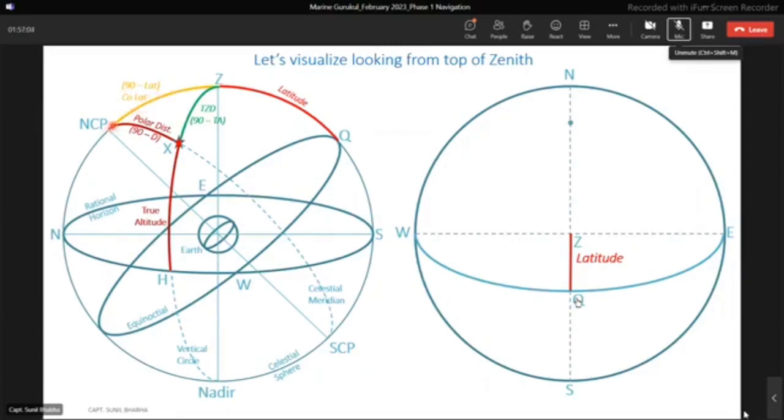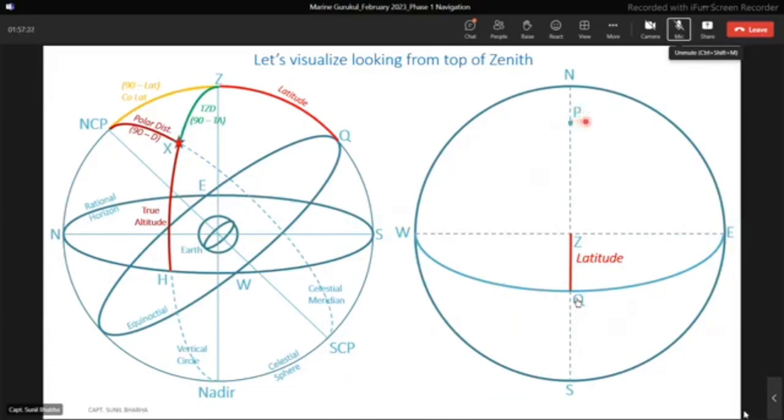So let us show this in our diagram now. We start off from the Z point, we move towards the north point, and we move a distance equal to 90 minus latitude or our colat. The point where we arrive is the north celestial pole. It is represented by P. So let's mark this as P here.